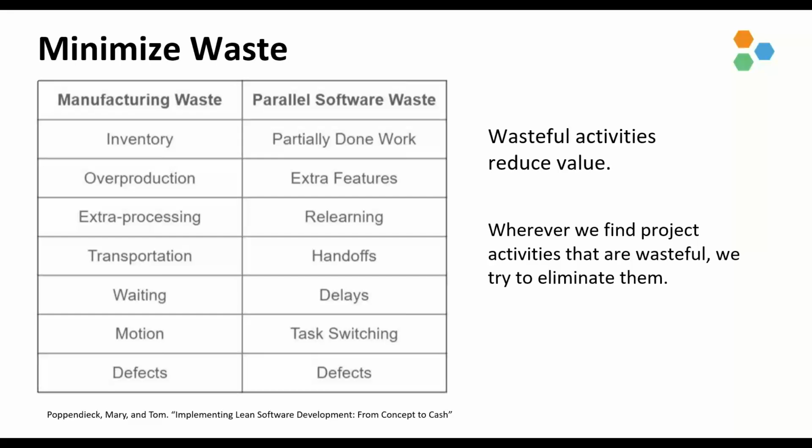One of the wastes that was outlined in the book was partially done work in progress. In other words, code that's not checked in, code that's not tested, or test cases that are not actually executed, right? Or requirements that are analyzed, but not developed. So we're trying to minimize that work in progress. Also, extra features that are fully developed, tested, and delivered to the end user, but were never used. Also, relearning, spending effort in learning something more than once because of loss of information, right? This loss could occur due to lengthy delays or task switching or handoffs.